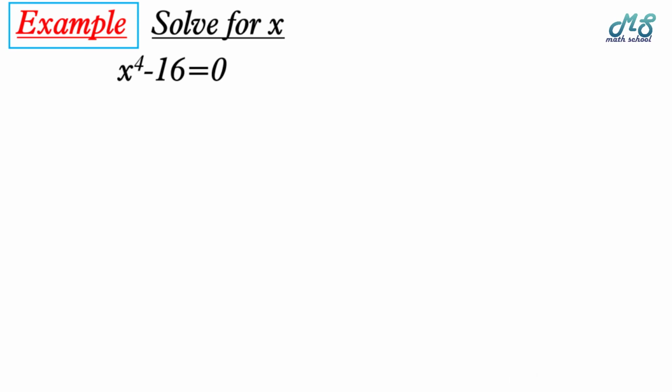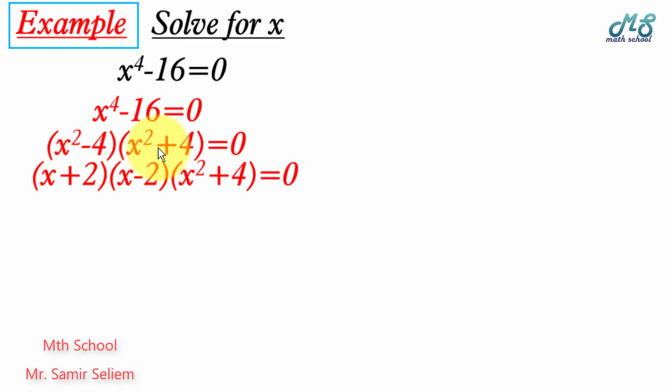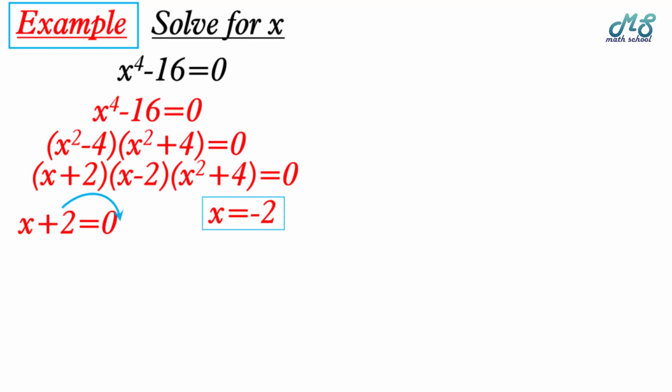Let's have another example guys. Solve for x: x raised to the power 4 minus 16 equals 0. We can use factorization: x squared minus 4 times x squared plus 4 equals 0. But we can use factorization again. The expression x squared minus 4 we can factorize as x plus 2 times x minus 2. Now we get x plus 2 times x minus 2 times x squared plus 4 equals 0. From the first, x plus 2 equals 0, we deduce that x equals negative 2. In the same way, x minus 2 equals 0, so x equals 2.